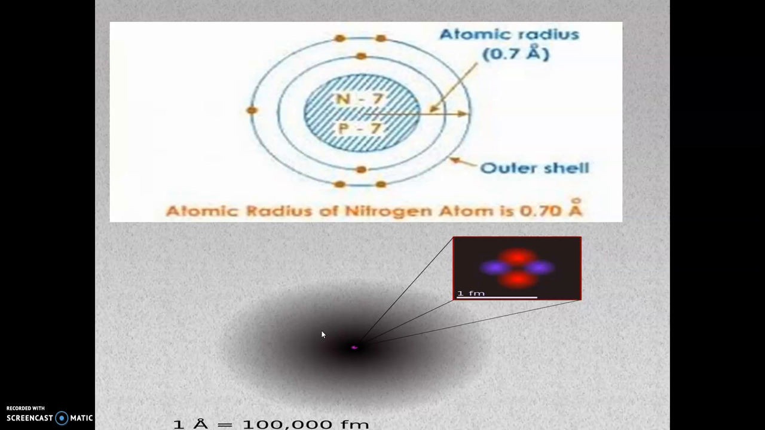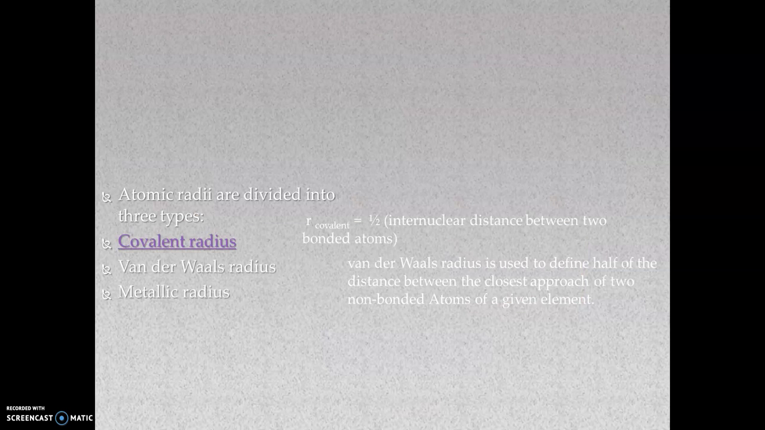So the atomic radius can be classified as covalent radius, van der Waals radius and metallic radius. The covalent radius is half of the internuclear distance between two bonded atoms. Van der Waals radius is used to define half of the distance between the closest approach of two non-bonded atoms. Metallic radius is the radius from the nearest two metals.